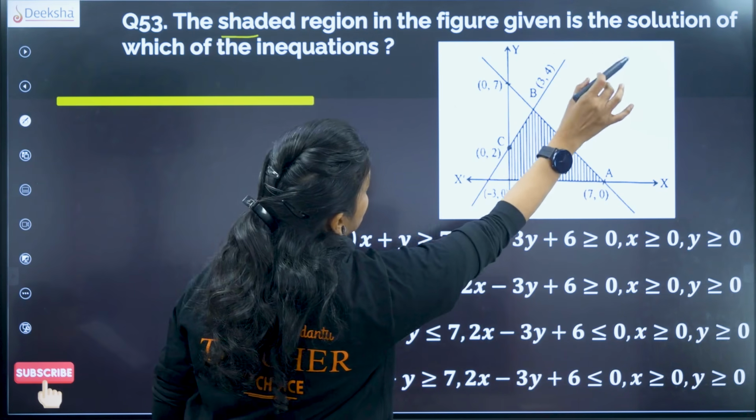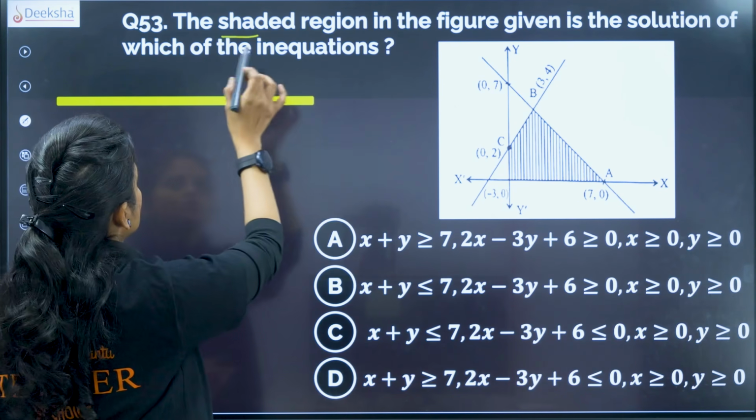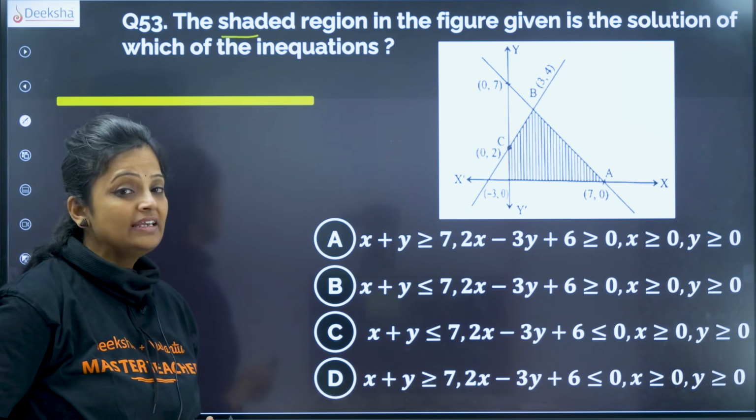The shaded region in the figure given is the solution of which of the inequations?